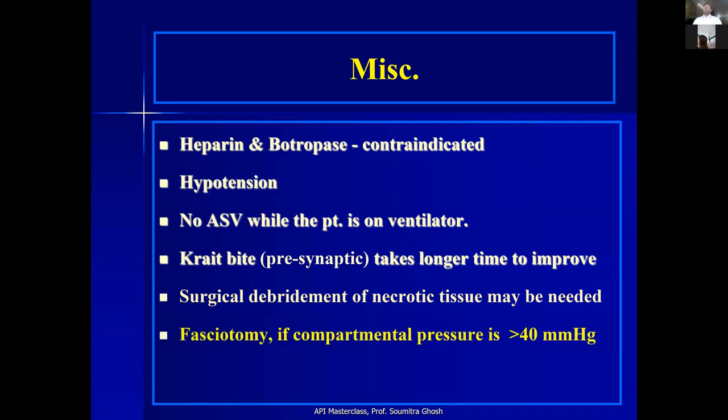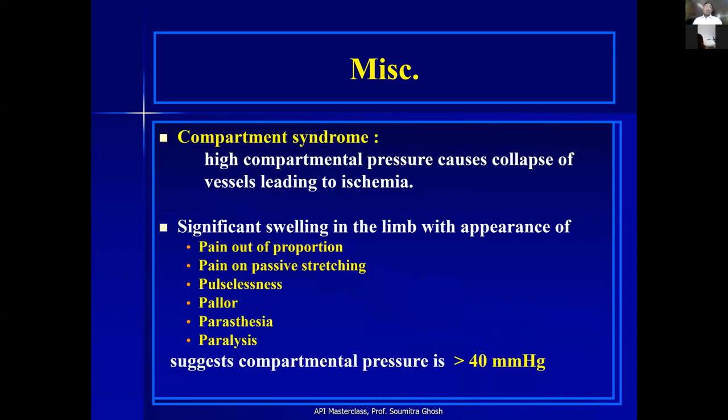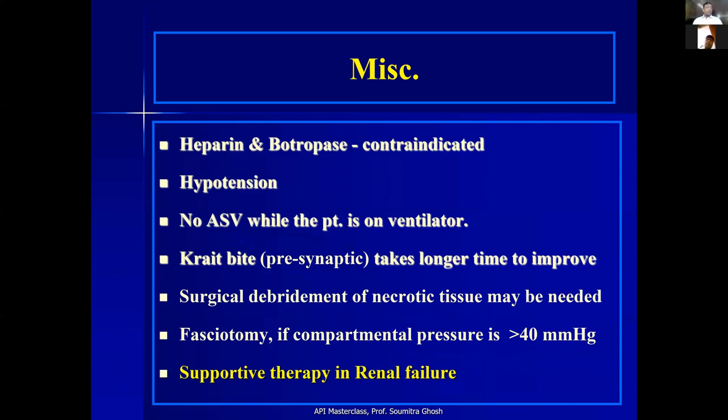Fasciotomy, if compartmental pressure is more than 40 millimeter of mercury, and we know that then it is called compartment syndrome. High compartmental pressure can cause pain out of proportion, pain on passive stretching, pulselessness, pallor, paresthesia, and paralysis. All the P's are there, and that suggests this compartmental pressure is more than 40, then we can go for fasciotomy. And supportive therapy in case of renal failure has to be given accordingly, because if renal failure is already there, then we'll have to give support or other renal replacement therapies as per protocol.